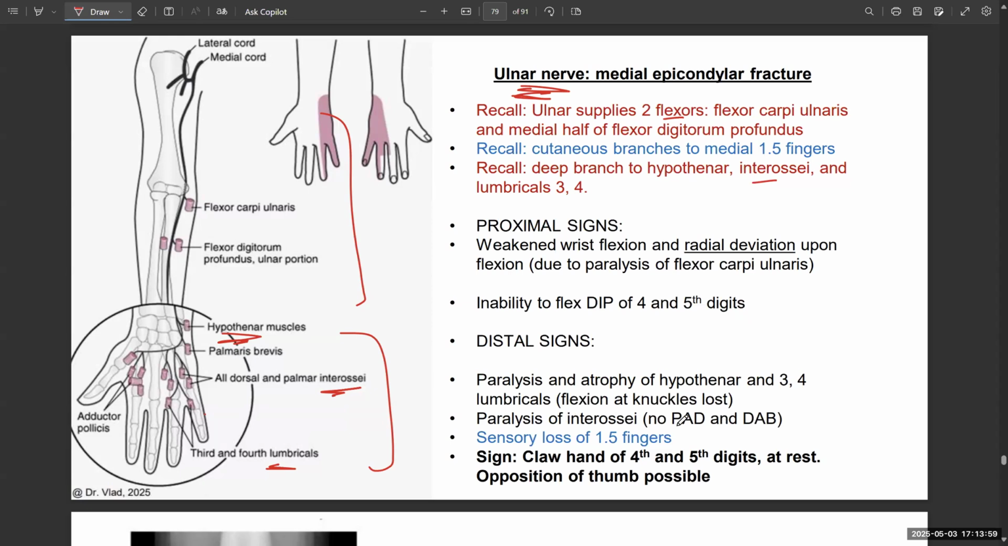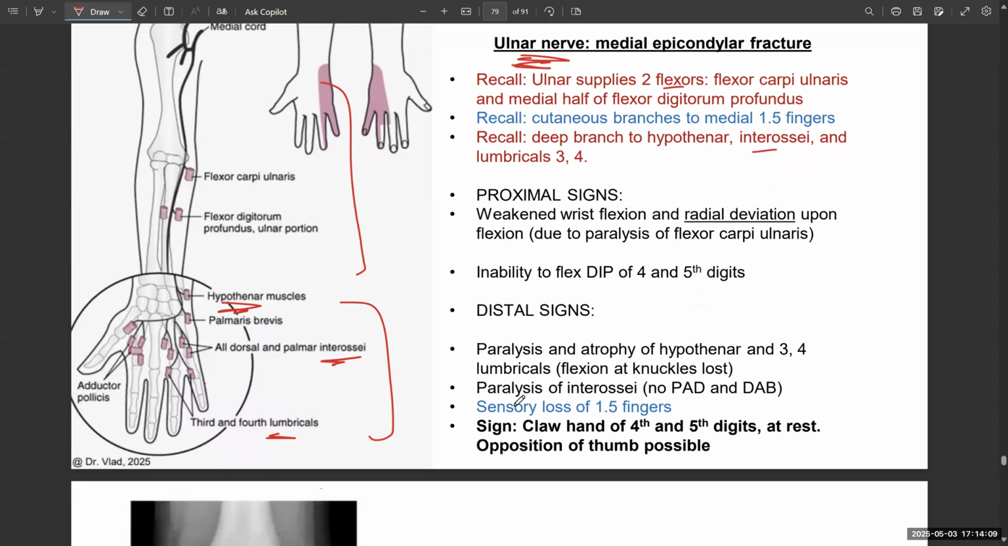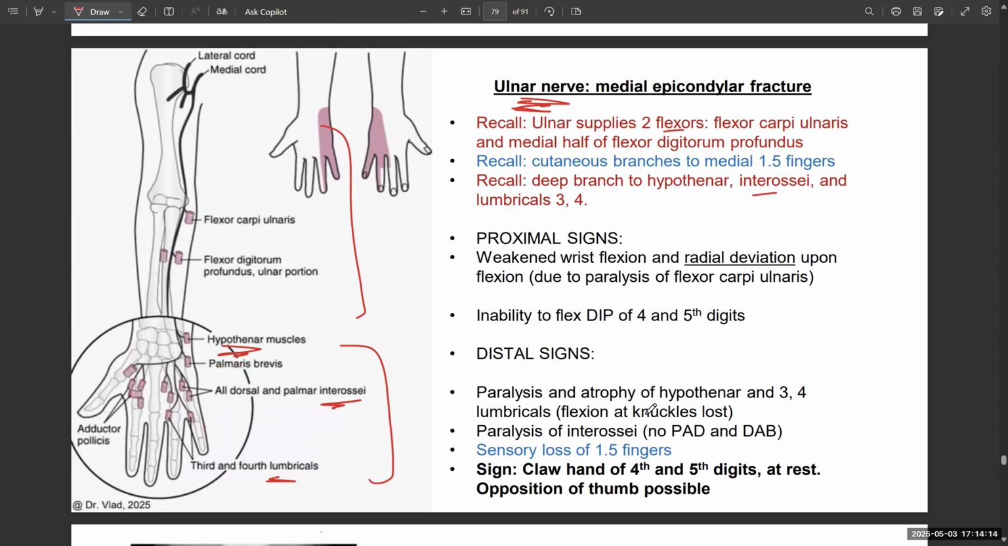Paralysis of the interossi, so no PAD and no DAB. So no palmar interosseous, no adduction of the fingers, and no abduction of the fingers because of the interossi paralysis. And then you have sensory loss of 1.5 fingers. We just talked about this.